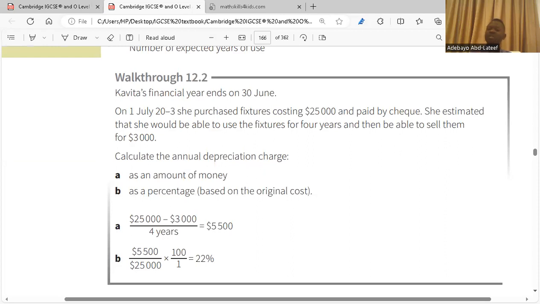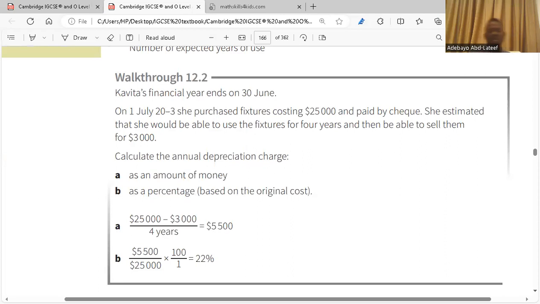So how do we now calculate our depreciation? To calculate the depreciation: 25,000 minus the residual value divided by the total number of years. So the cost of depreciation will be 5,500 as an amount. As a percentage based on the original cost, it will be the cost of depreciation divided by the historic cost multiplied by 100.